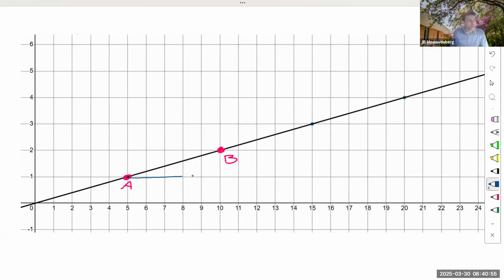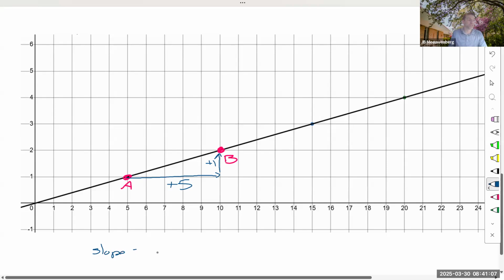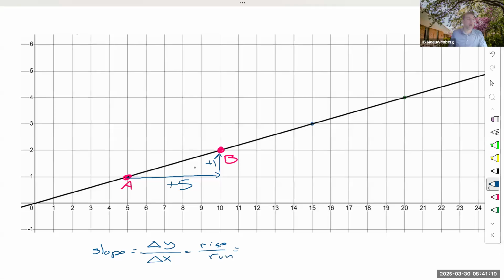We have to go 5 spaces to the right to go 1 space up. So if you remember, our slope is always equal to our change in y over change in x, or our rise over our run. In this case, our rise is 1 and our run is 5. So we say that this has a slope of 1 to 5.